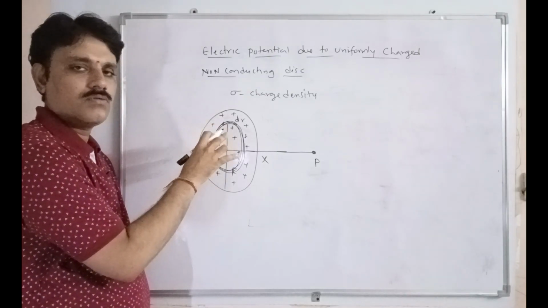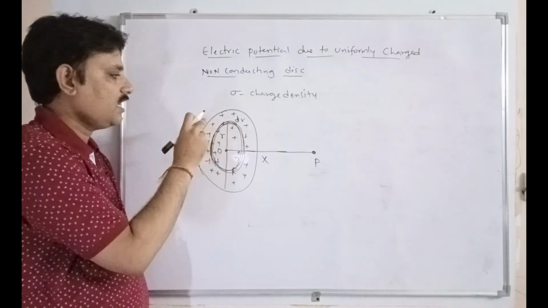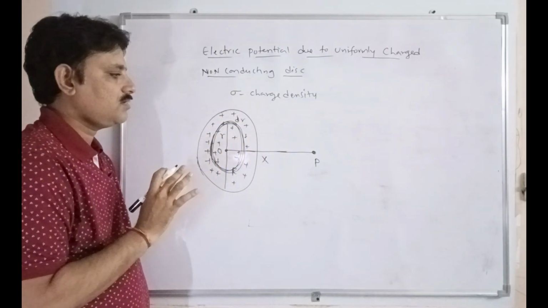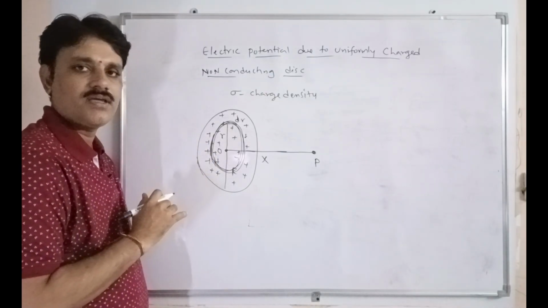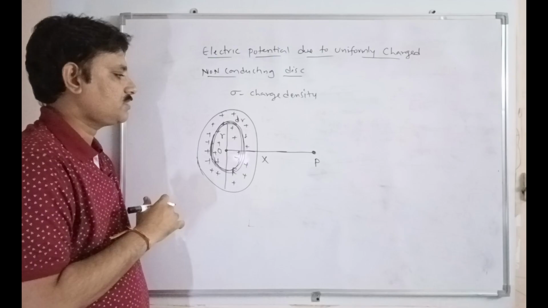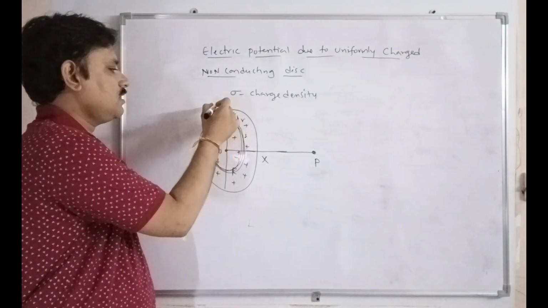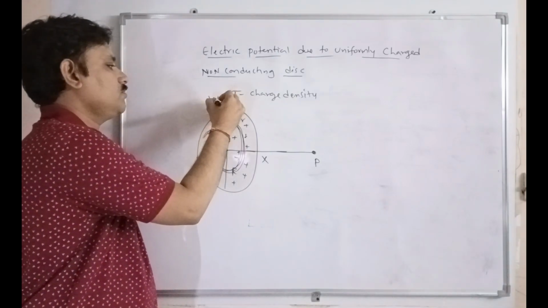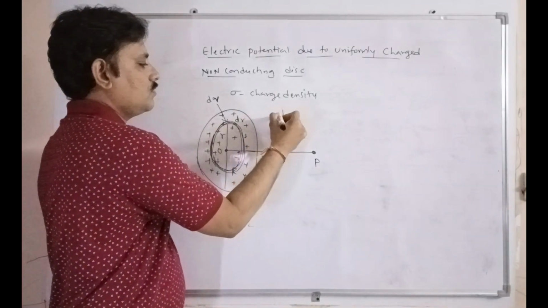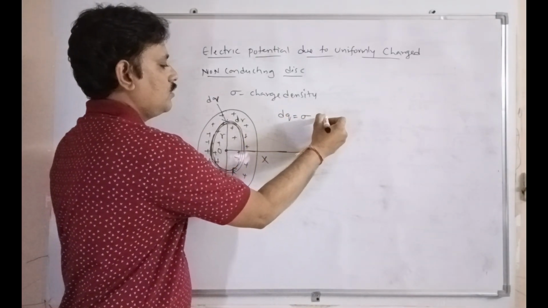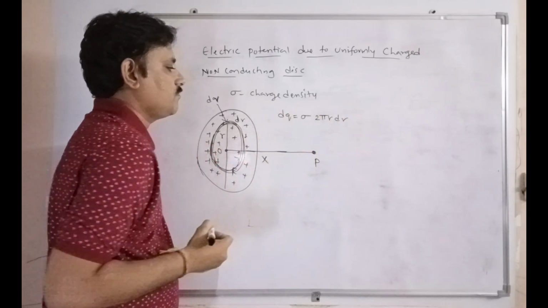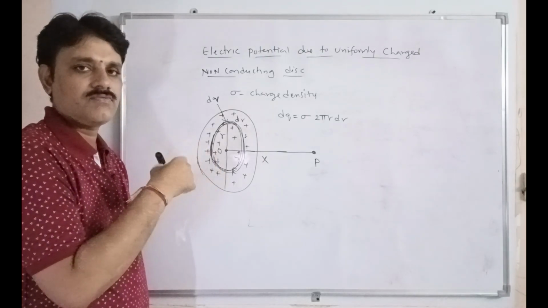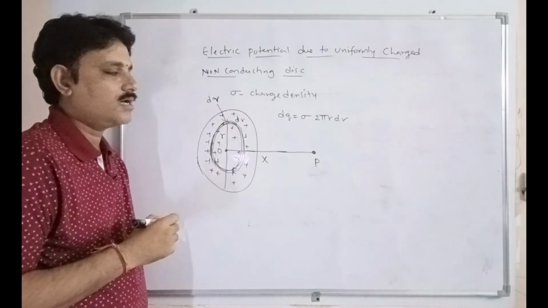So with respect to the ring having thickness dr, what is the potential at P? That is what we are going to identify initially. Later we will integrate to the total radius. So see, the ring of thickness dr has a small charge dq, and dq is equal to sigma into 2 pi r dr. We know it because sigma is charge per unit area and area is circumference into thickness, that is 2 pi r into dr.